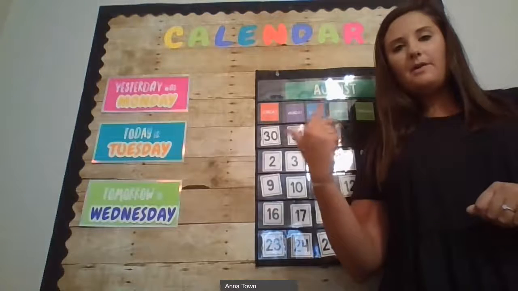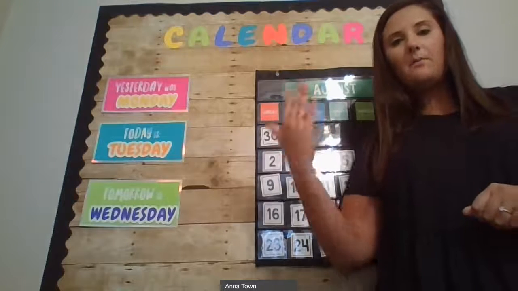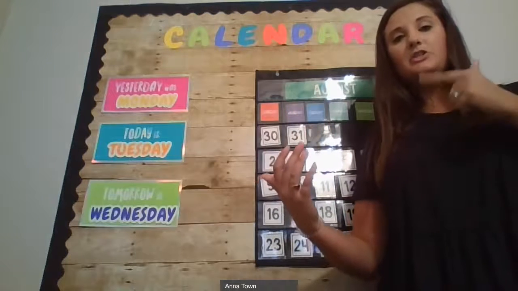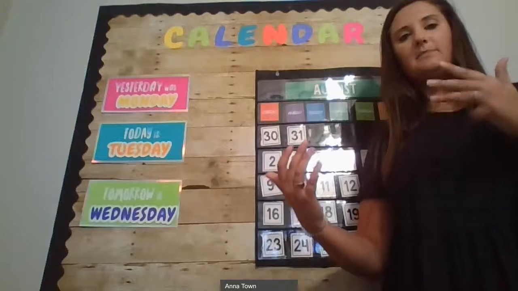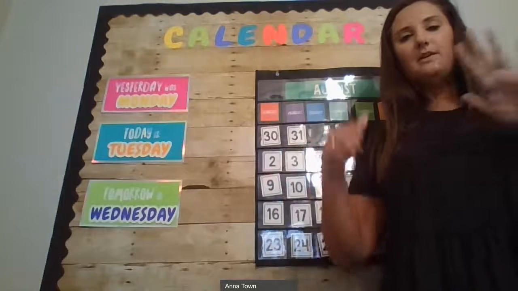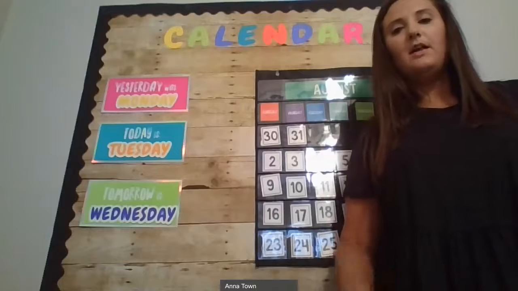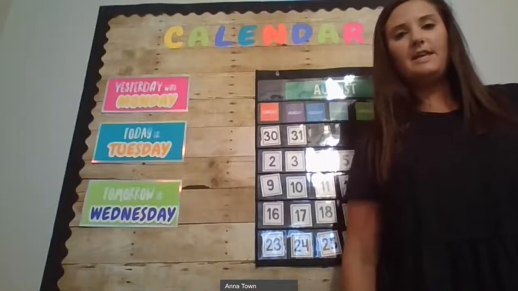January, February, March, and April, May, June, July, and August, September, October, November, and December. These are the months of the year.